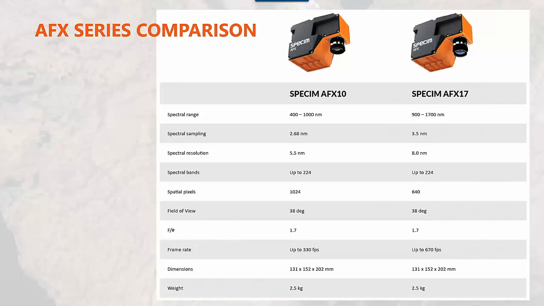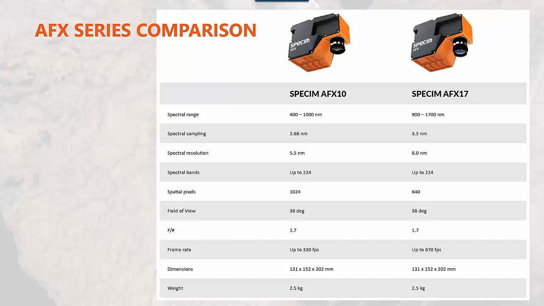On this slide, I have the side-by-side comparison of AFX10 and AFX17. The spectral range is naturally different because one is VNIR and the second one is NIR. They can both acquire up to 224 bands. Of course, the spectral sampling and resolution are slightly different because of the different spectral range. The number of spatial pixels for the VNIR is 1024 and for the NIR 640 pixels. The field of view for both cameras is the same, 38 degrees.